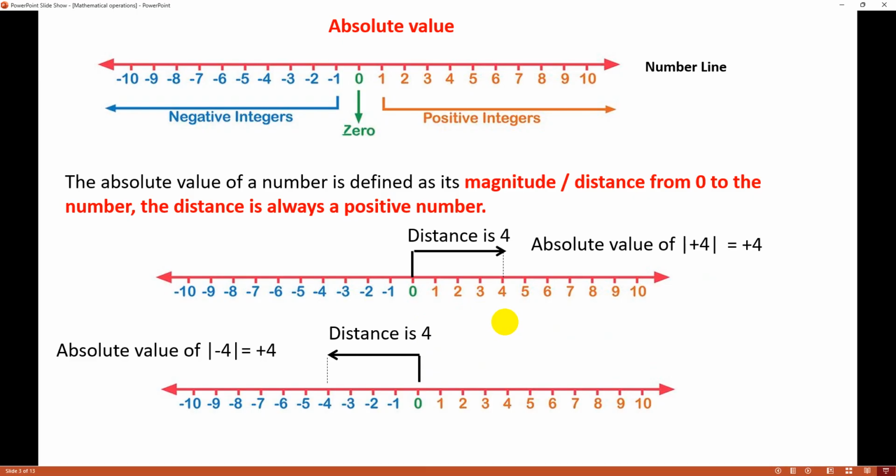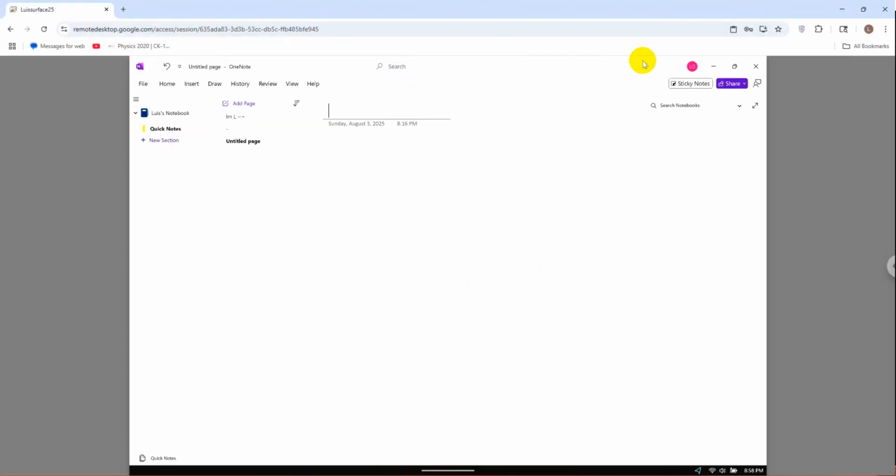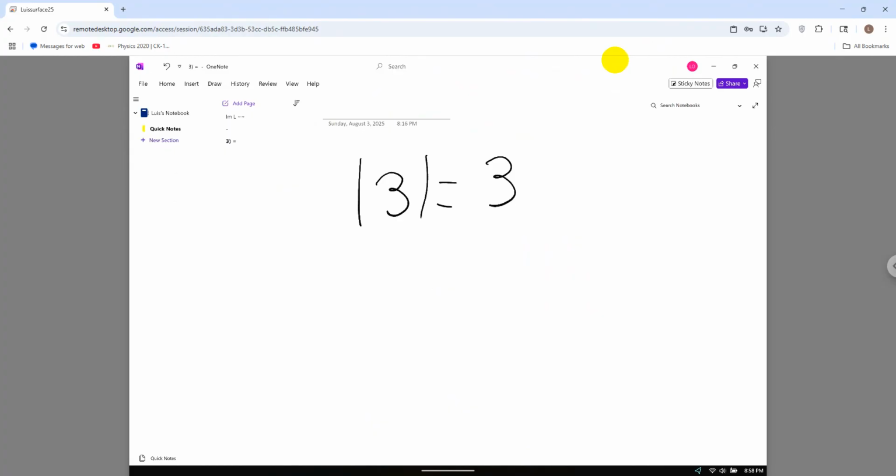So in other words, it doesn't matter what number we put inside the absolute value. If we put a positive number, the result is the same positive number. If we put a negative number, the result is a positive number. So the result always will be a positive number, the positive version of whatever is inside the absolute value.